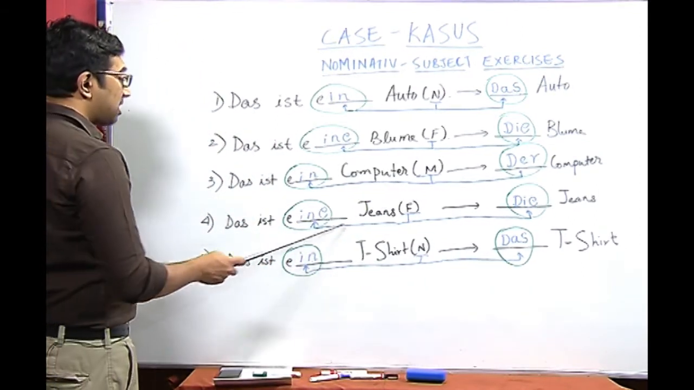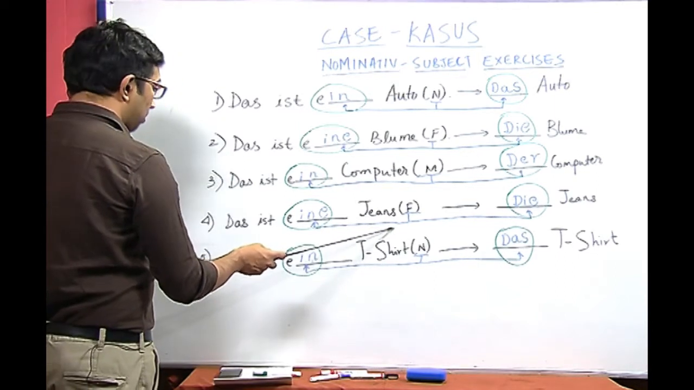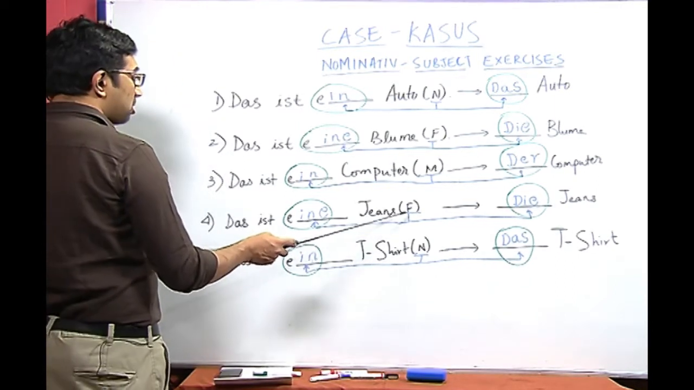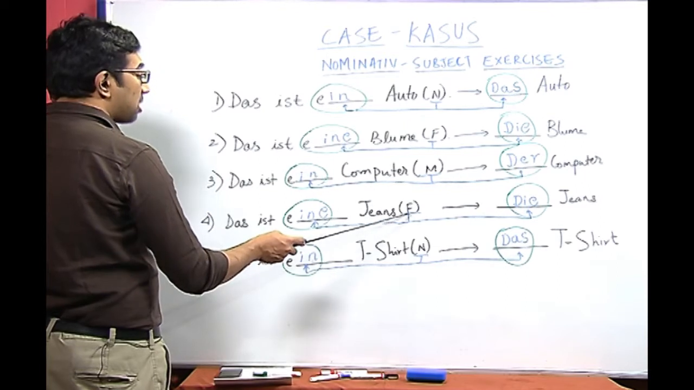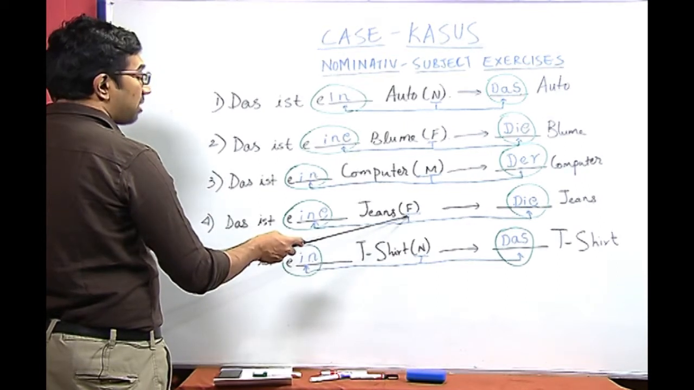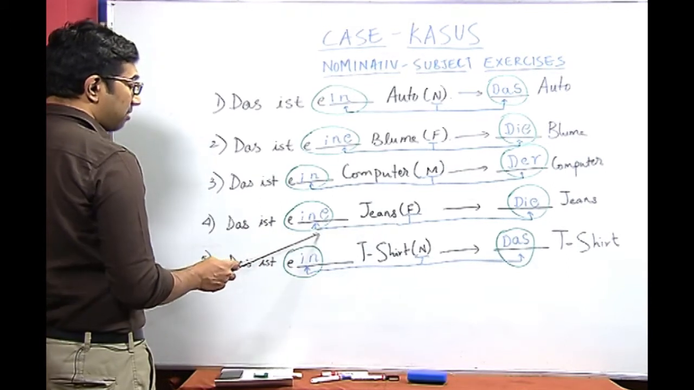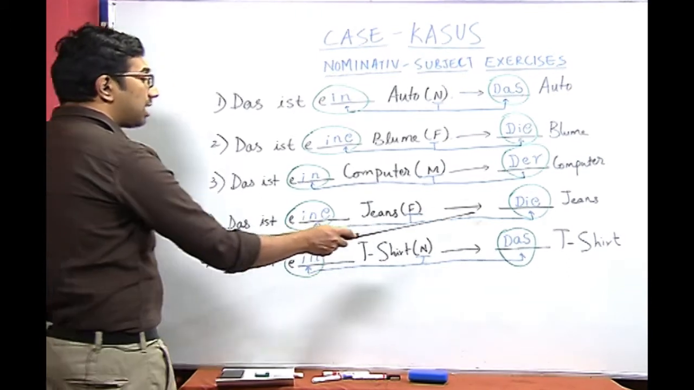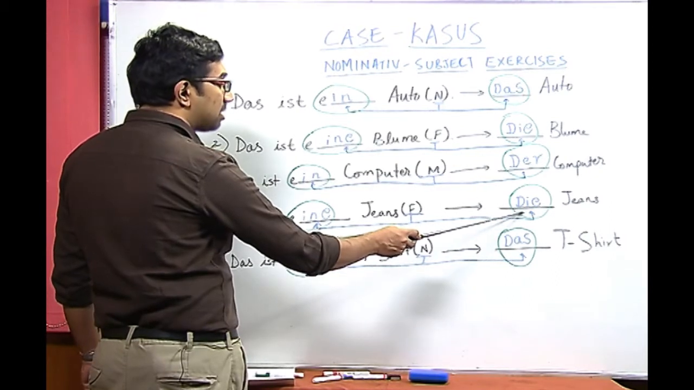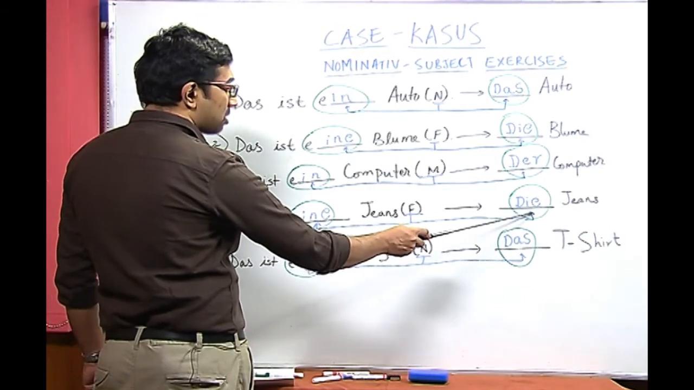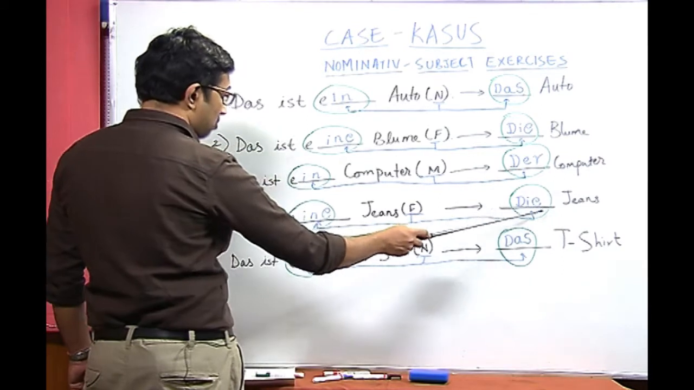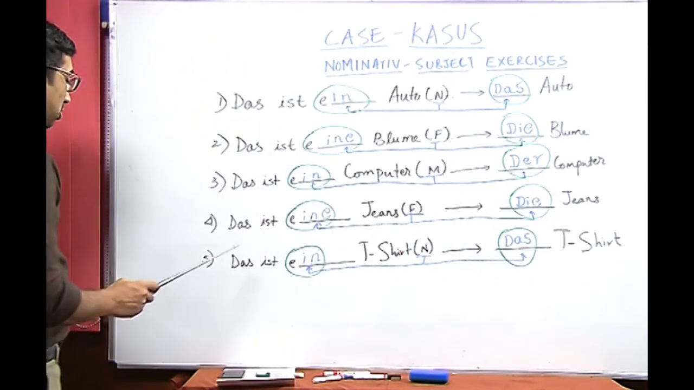Das ist eine Jeans. All of you are familiar with jeans. Now the noun jeans carries the feminine article, which is denoted here with letter F, and the indefinite article here rightly corresponds to the definite article die here, which makes it die Jeans. So the answer is also correct.